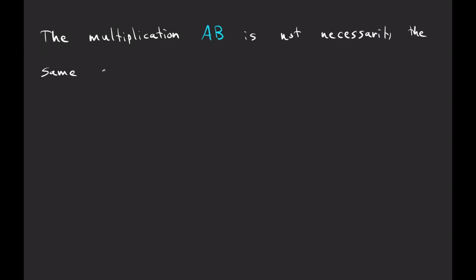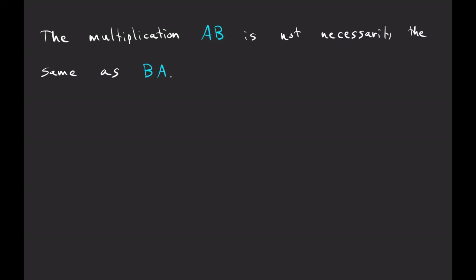The multiplication AB is not necessarily, it can be, but it's not necessarily the same as BA. For the sake of time, I'm not going to give us examples here.